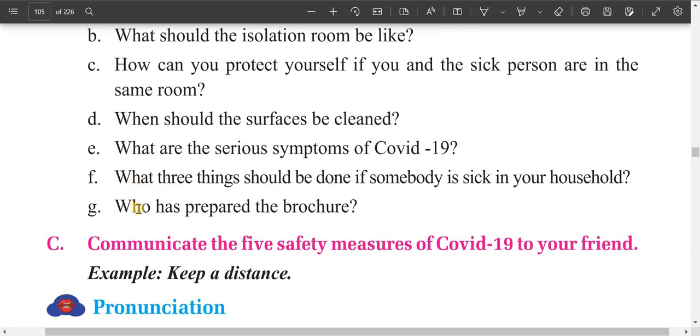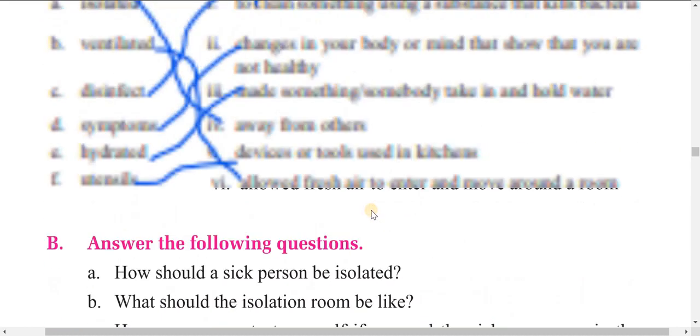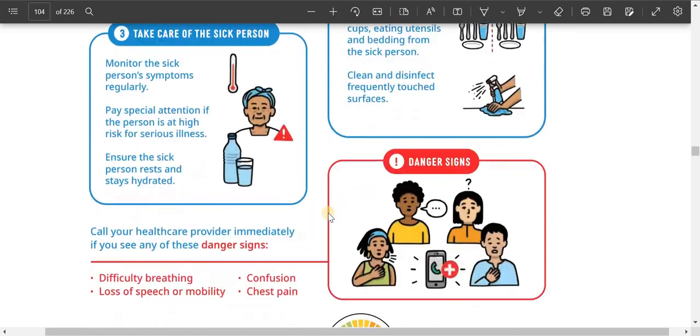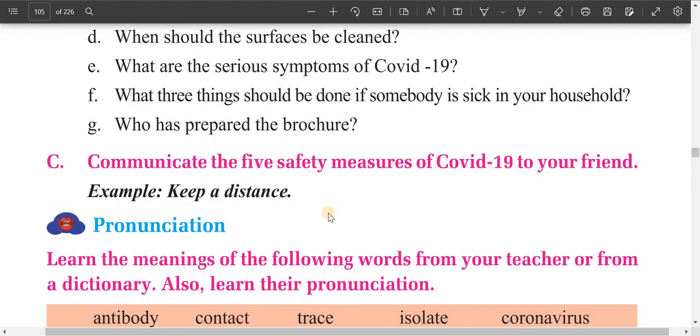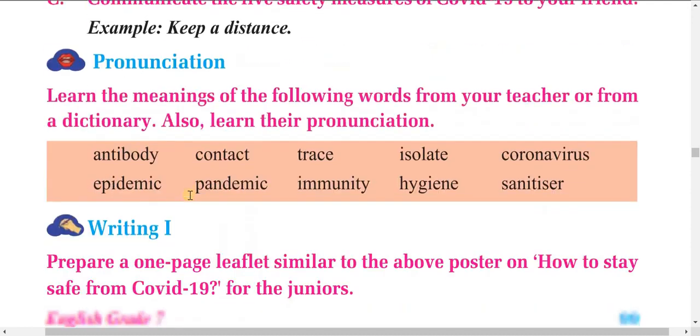Next, we have prepared the brochure. A World Health Organization brochure is the piece of information that we have just read. The whole thing is an example of a brochure, prepared by the World Health Organization. Communicate the safety measures of COVID-19 to your friend. Number one, keep a physical distance. The second is to wear a medical mask. Third, wash your hands regularly. These are the measures.